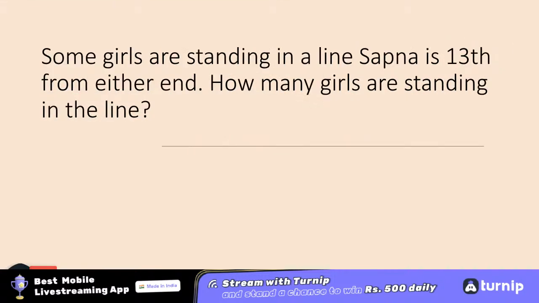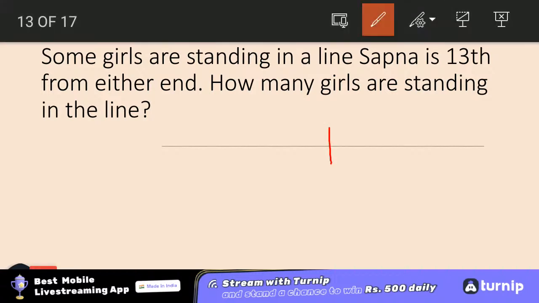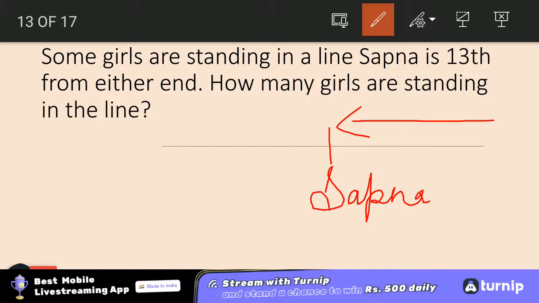Some girls are standing in a line. Sapna is 13th from either end. Now some girls are standing in a line. If I talk about Sapna, Sapna is a girl and Sapna is 13th from both the ends. So if I talk about last, Sapna 13th होगी last से और Sapna 13th ही होगी starting से.